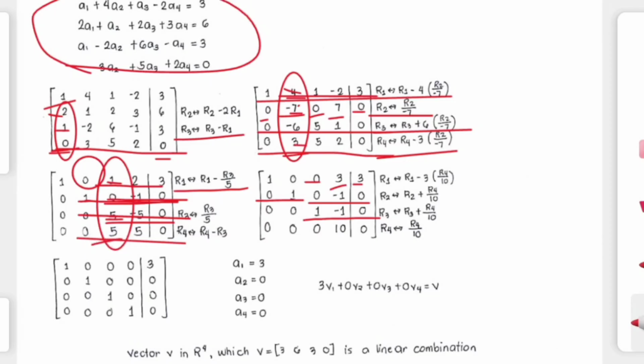And as for row 3, I'm sorry, for row 4, since we have the 5 here, we just have to subtract r sub 4 and r sub 3. So 5 minus 5 is equal to 0. 5 minus negative 5 is equal to 10. 0 minus 0 is equal to 0.